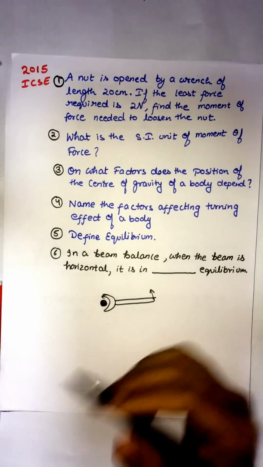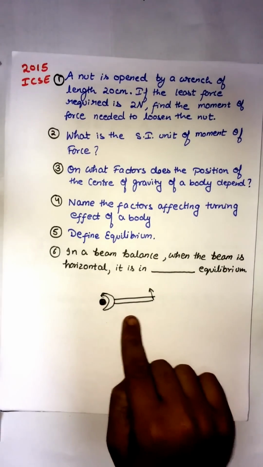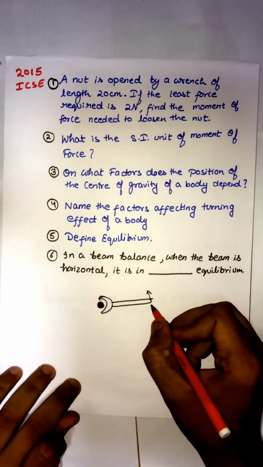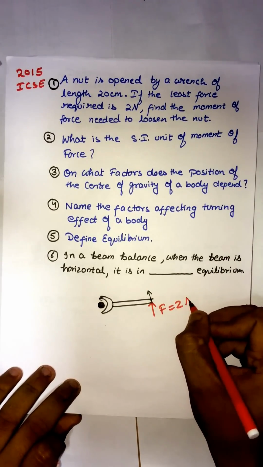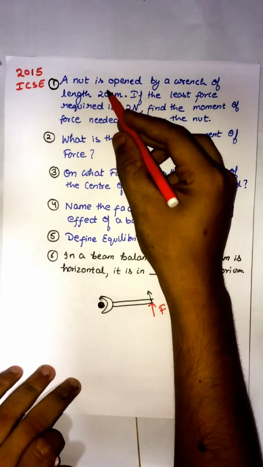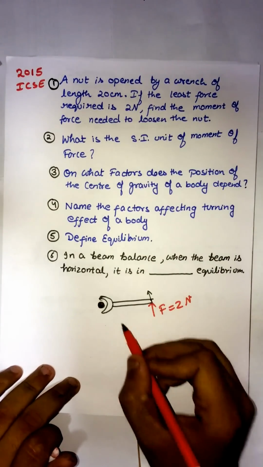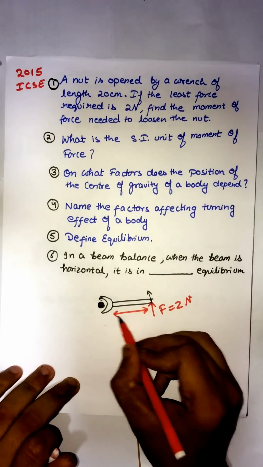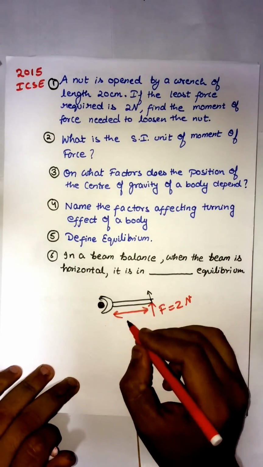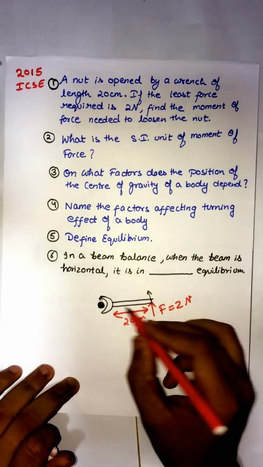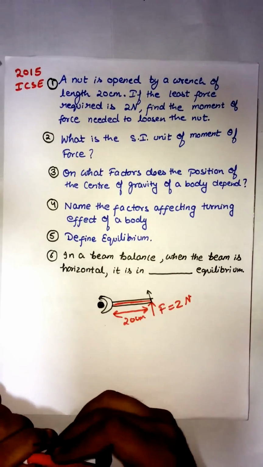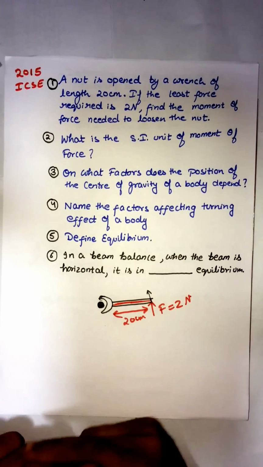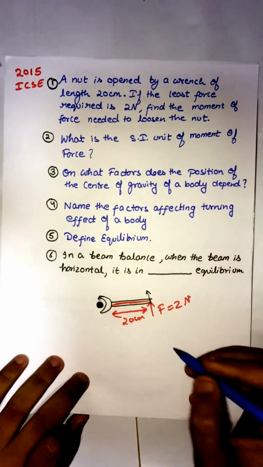Now where do you apply the force? Over here? No, of course at the end. So you apply the force over here and the force is 2 Newton and the length is 20 centimeter. So this is the length of the wrench. This device is called a wrench. Now what they have asked is, find the moment of force.